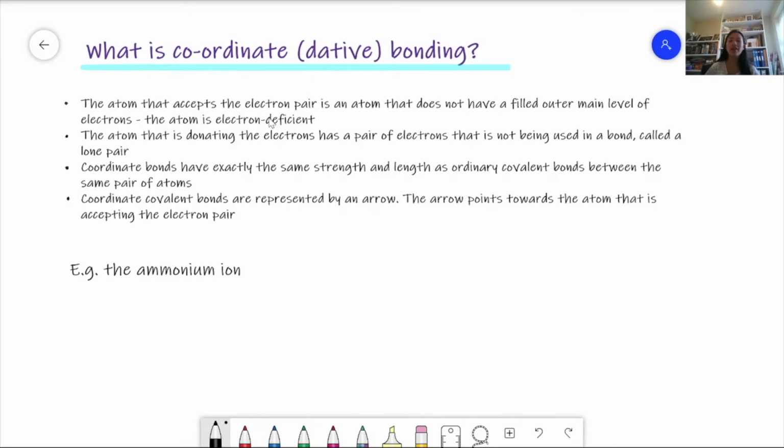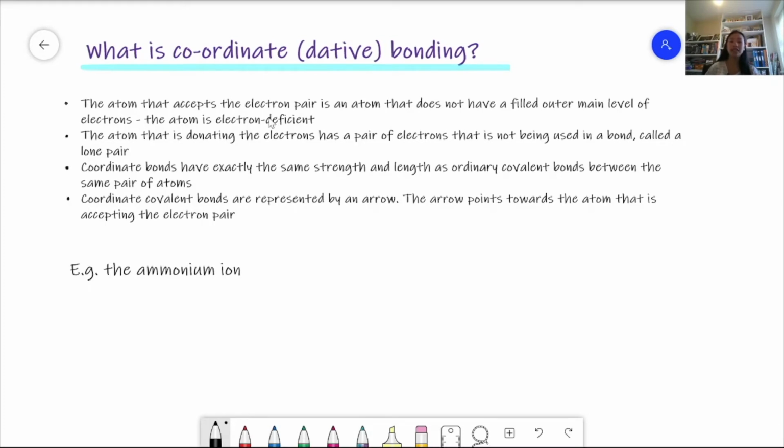So there is another kind of covalent bonding which is slightly different, and it's called coordinate bonding. And basically what happens is that instead of electrons being shared, coming from 2 different atoms, the electrons just come from one of them. So the atom that accepts the electron pair is an atom that does not have a filled outer main level of electrons. So the atom is electron deficient. So that could be like a positive ion, for example.